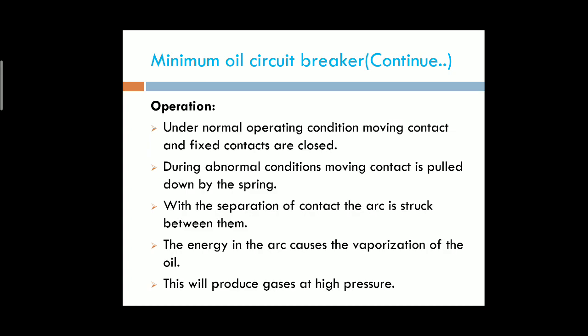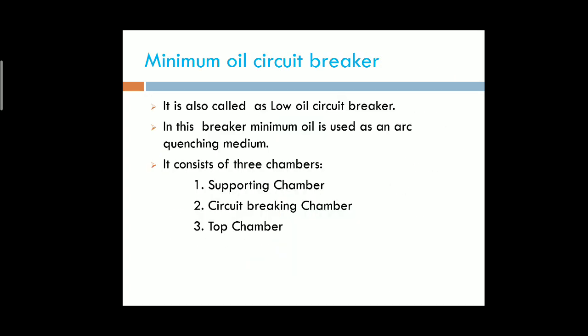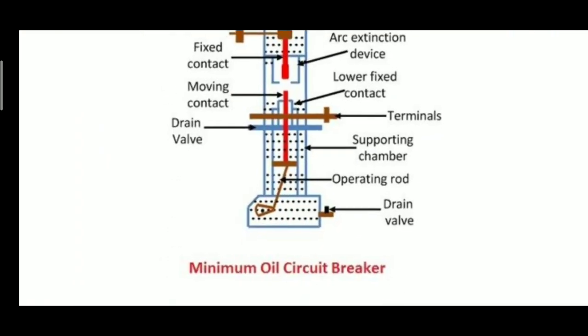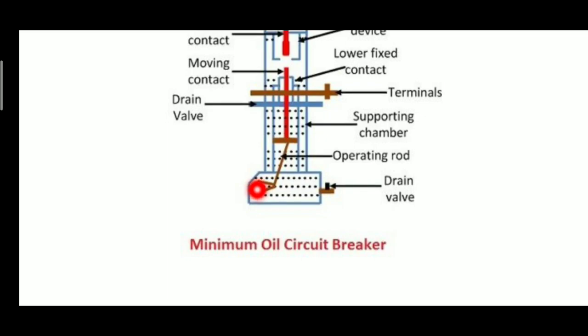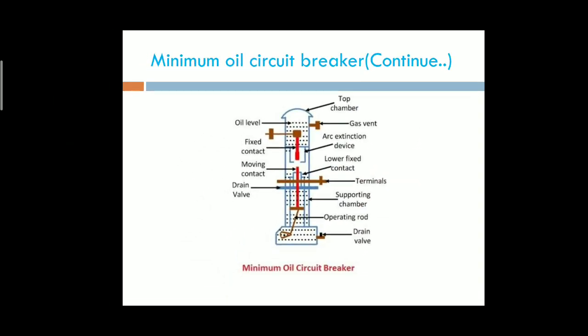During the abnormal or faulty conditions, the moving contact is pulled down by the spring or the piston, or the operating rod. The moving contact is pulled down due to the operating torque. Whenever a fault occurs, the operating torque is used to pull down the moving contact.